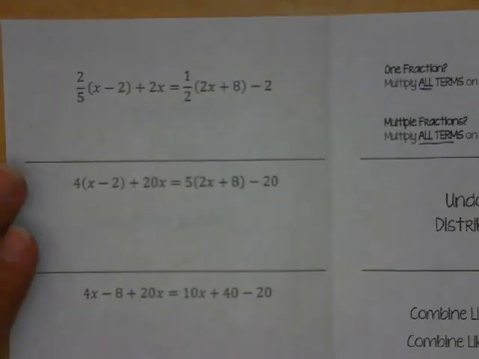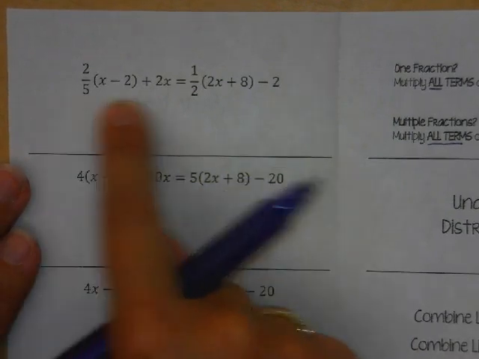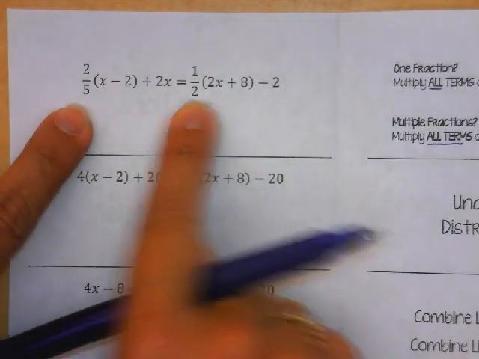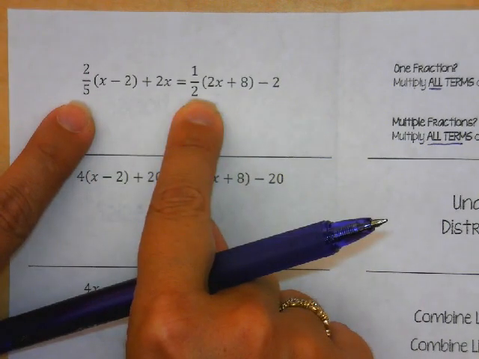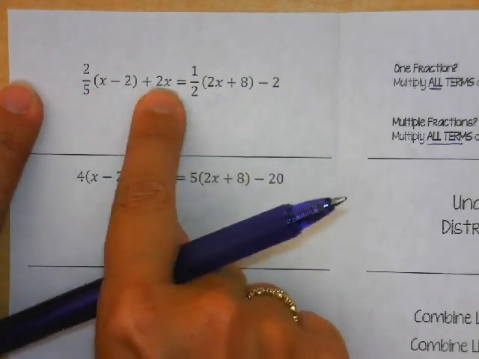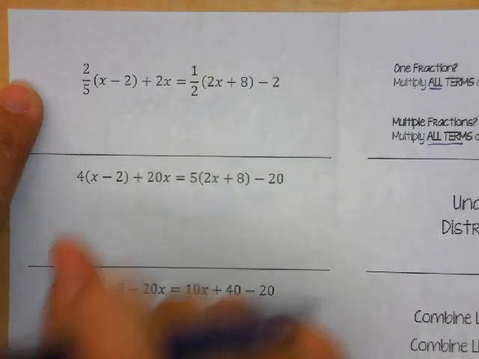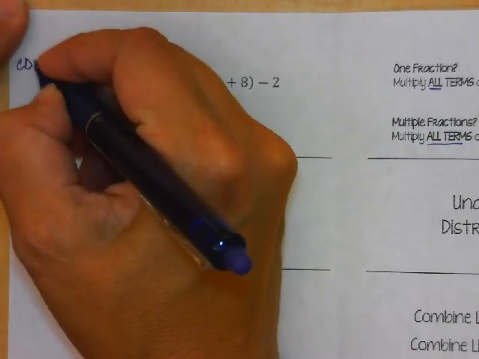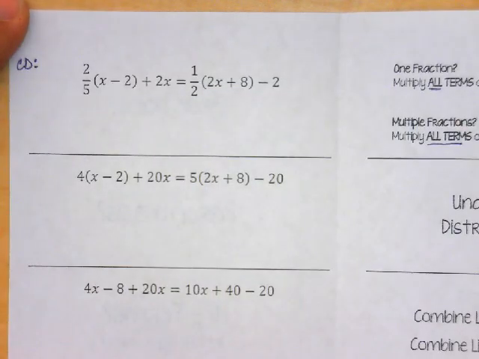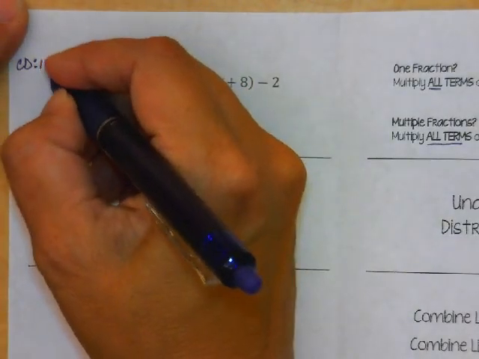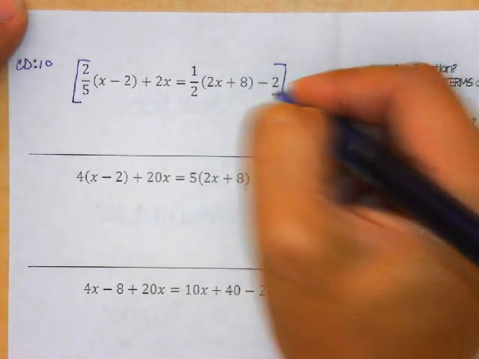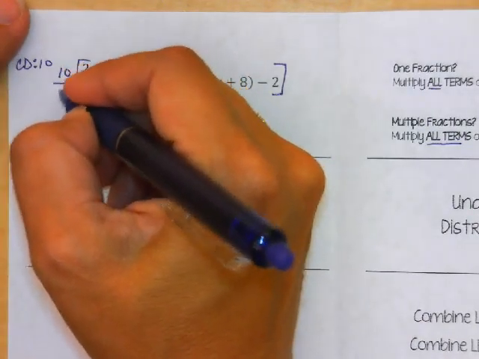So if I zoom in here, you'll notice that we do in fact have two fractions. They do have different denominators. So if these both had denominators of 5, we could multiply the pieces by 5, but they don't. So we need a common denominator. The least common multiple of 5 and 2 is 10. So I'm going to multiply this equation by 10, or 10 over 1.